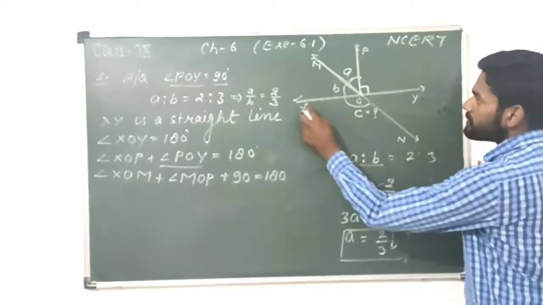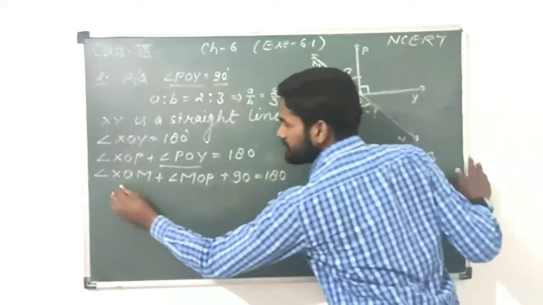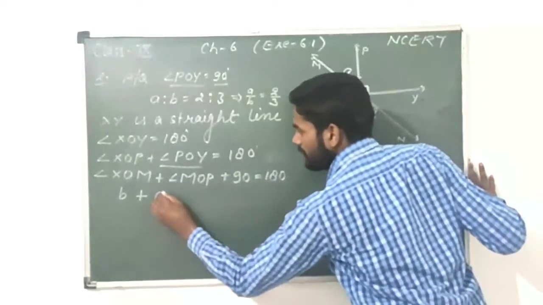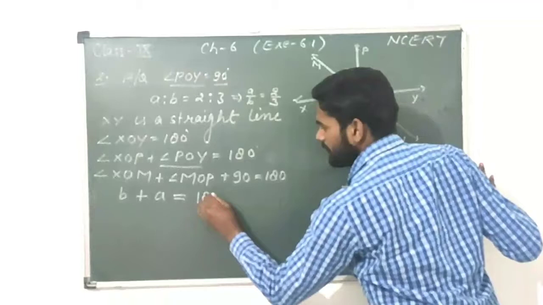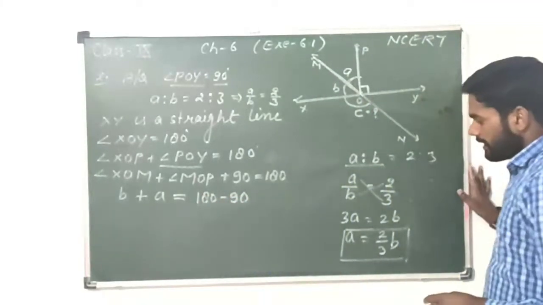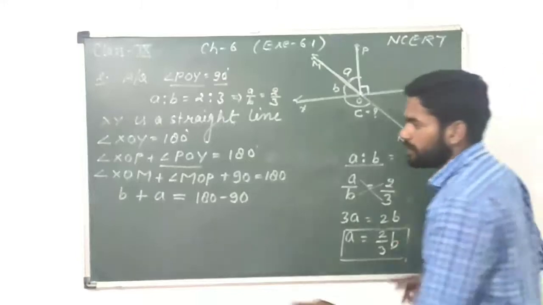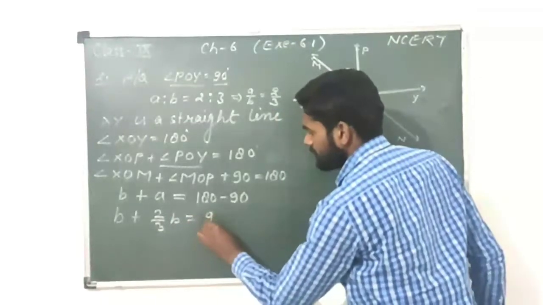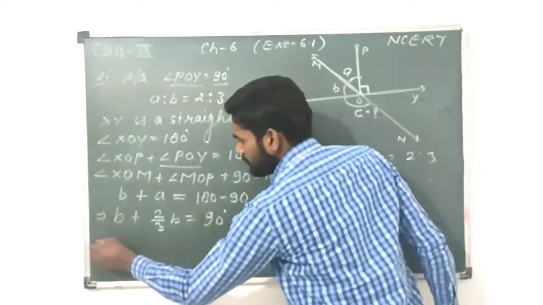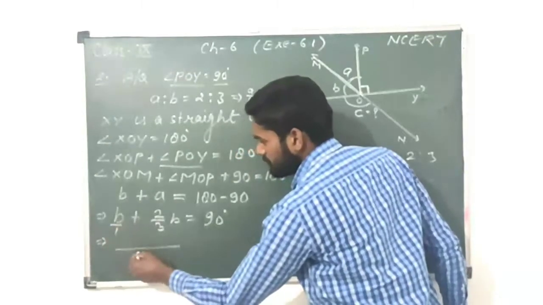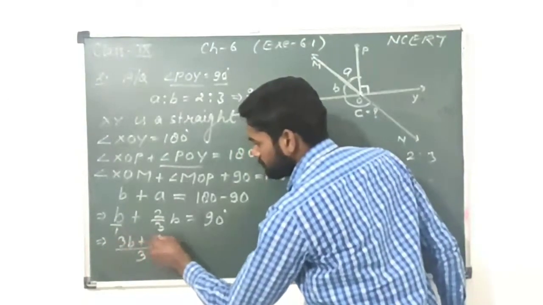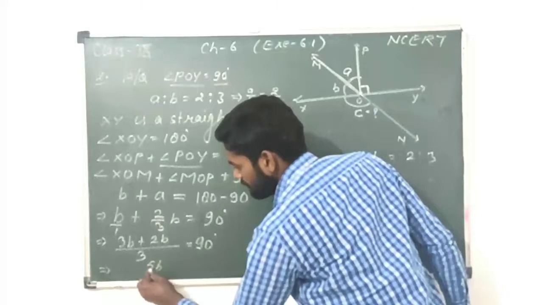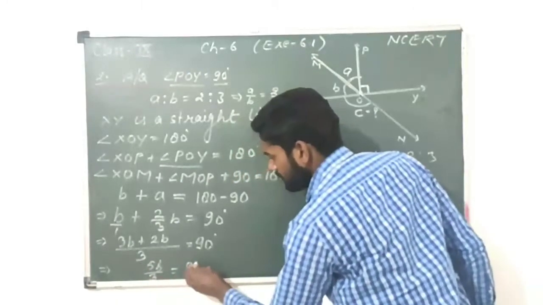Look, XOM is equal to angle B, plus MOP is equal to A, is equal to 180 minus 90. A is equal to 2 upon 3B from here. So B plus 2 upon 3B is equal to 90 degrees. Now 3 is the LCM; the denominator of B is 1. So 3B plus 2B upon 3 is equal to 90 degrees, which is 5B upon 3 is equal to 90.